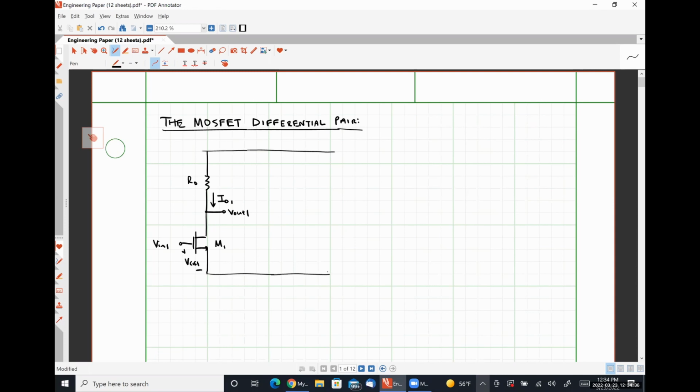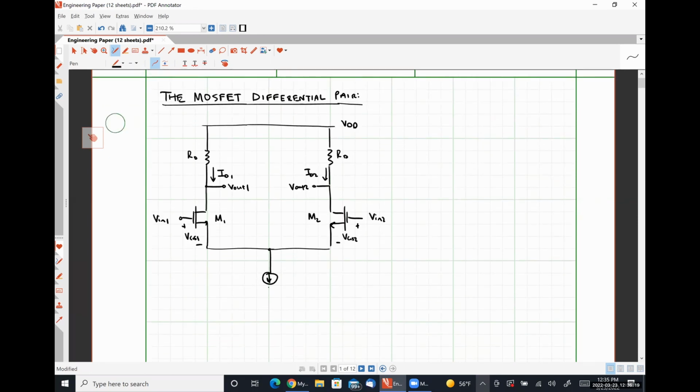And we're going to mirror this circuit on the other side. So here we have RD, a current ID2. Here's the quantity Vout2. Here is transistor M2, where we are applying VN2. Here's the quantity VGS2. So again, we're starting with two common source amplifiers in parallel. And we finish things off with a tail current, ISS, like so.